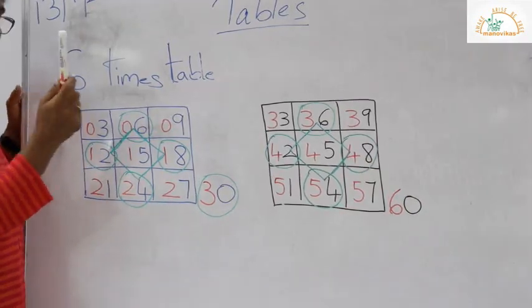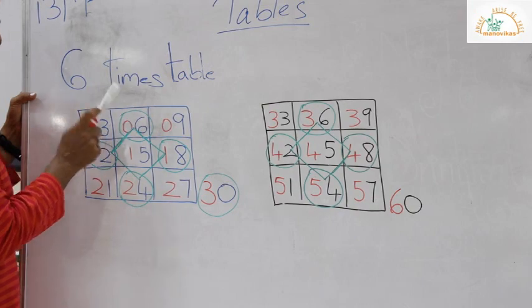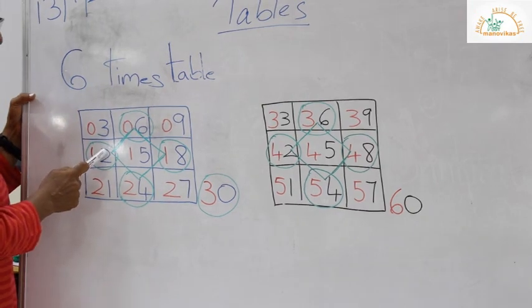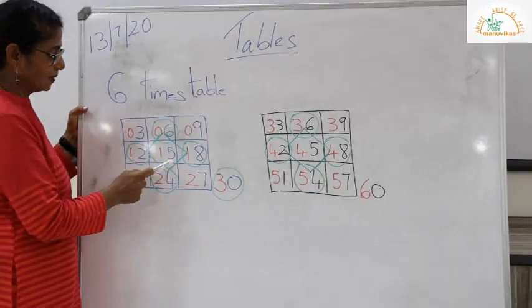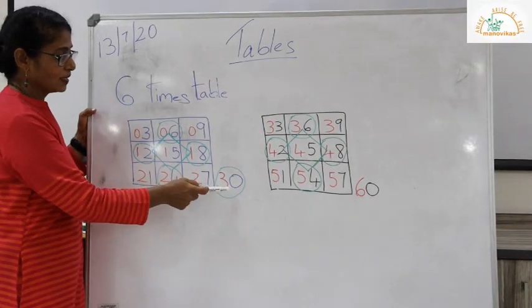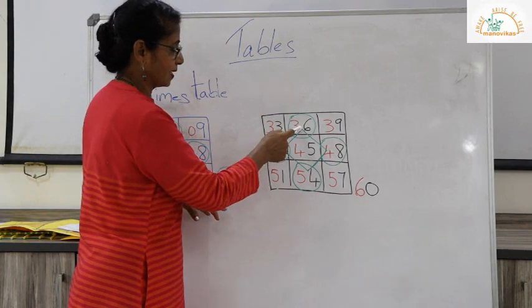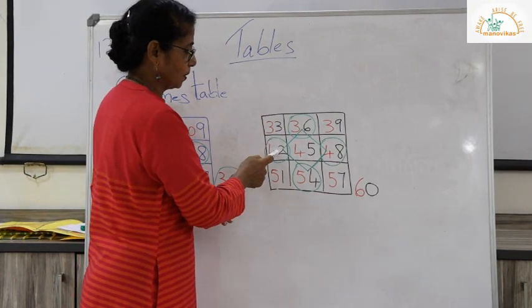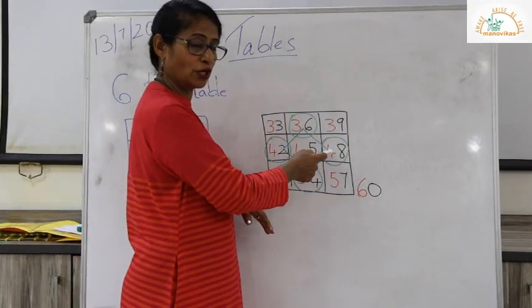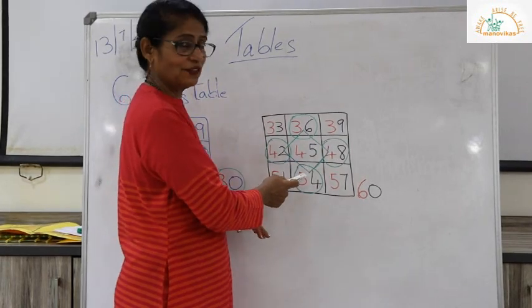Let's recite the table with teacher. 6 1s are 6. 6 2s are 12. 6 3s are 18. 6 4s are 24. 6 5s are 30. 6 6s are 36. 6 7s are 42. 6 8s are 48. 6 9s are 54.